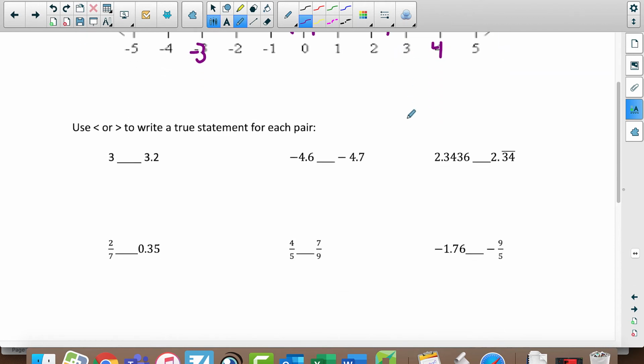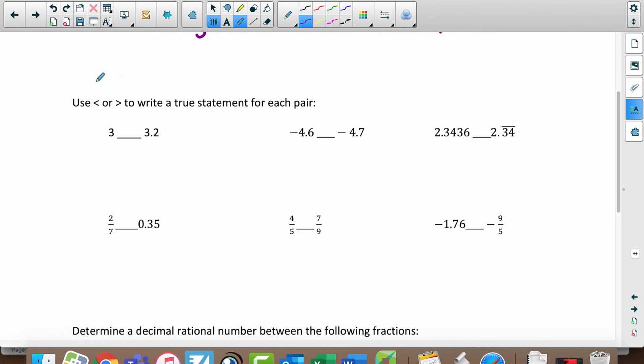Alright, now we're going to put some signs in to make these statements true. Do you know these signs? This one means less than, and this one means greater than. You know the trick. The mouth goes towards the bigger one, right? The greedy crocodile eating the bigger number. So what's bigger, 3 or 3.2? Well, if you're at all confused, you could make a decimal here, this 3. It would be 3 point what if it's just 3? 3.0. So what's bigger, 3.0 or 3.2? Definitely 3.2.